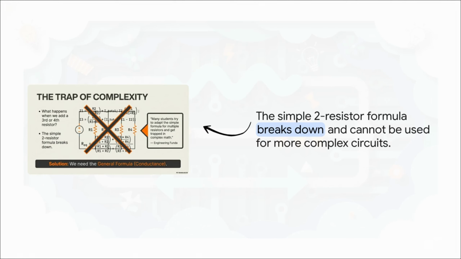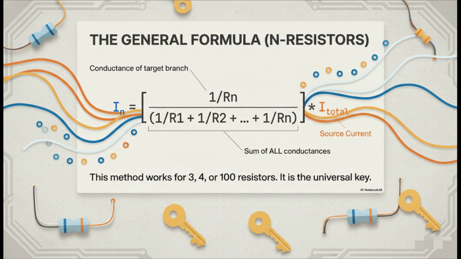Now, that two-resistor formula is great. It's quick, but it's also a trap. A lot of people fall into this. What happens when you add a third resistor or a fourth? You absolutely cannot just try to adapt that simple formula. It doesn't work. As you can see here, trying to make it work leads to a total mess. So for anything more than two resistors, we need a bigger, better tool. And this is that tool. This is the general formula, the master key that works for any number of resistors.